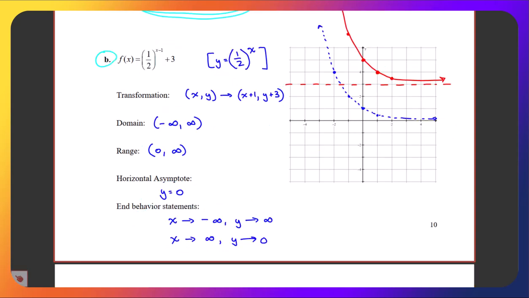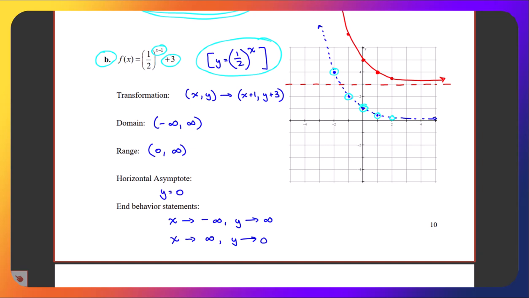In B, I'll say that 1/2 to the x is our parent graph or starting graph. So anything to the 0 power is 1. 1/2 to the first is a half. 1/2 to the second is a fourth. But 1/2 to the negative 1, flipping 1/2 over, we get 2. 1/2 to the negative 2, flipping it over and squaring it, we get 4. Okay? And then we shift it to the right 1 and up 3.